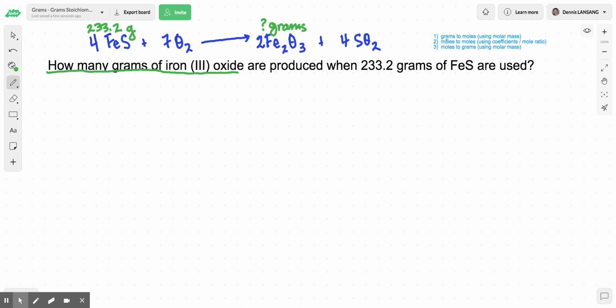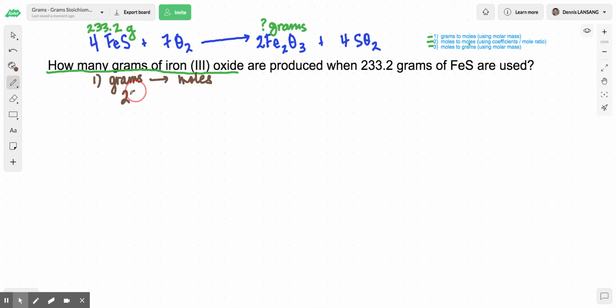We're given grams, and we're going to convert those grams to moles. Next, we're going to convert those moles of what we know to moles of what we are looking for in step 2, using coefficients or the mole ratio. And finally, we're going to convert those moles of what we're looking for to grams of what we're looking for. So let's make sure we label each one of those 3 steps. The first step, just to remind ourselves, is to convert from grams to moles. And so let's give that a try.